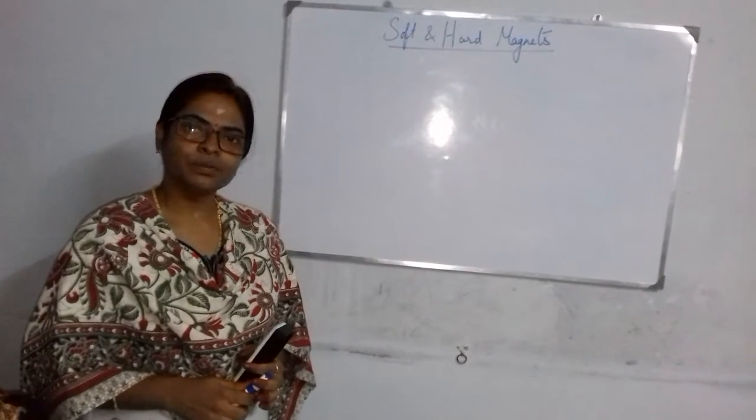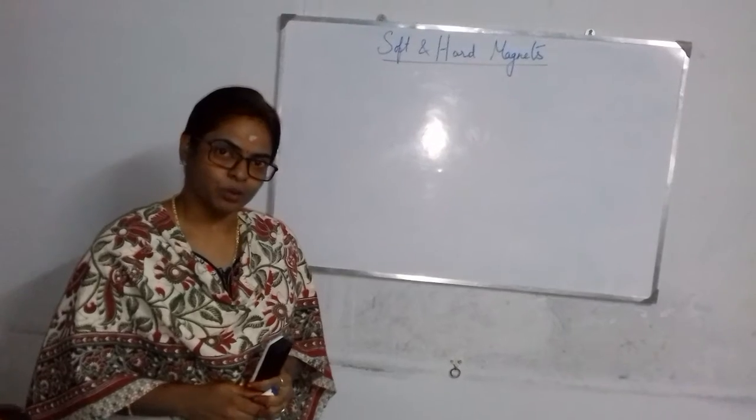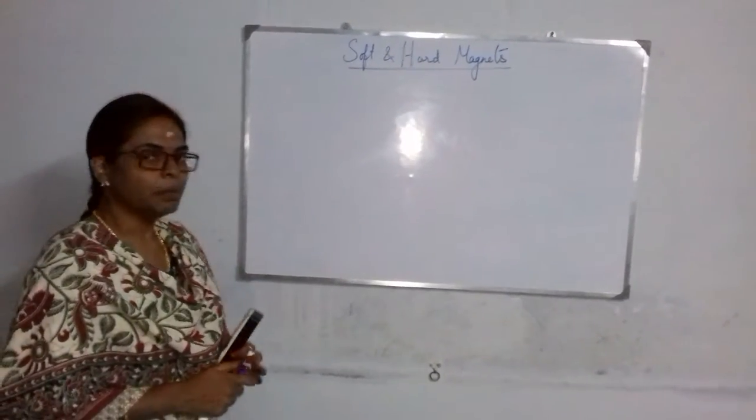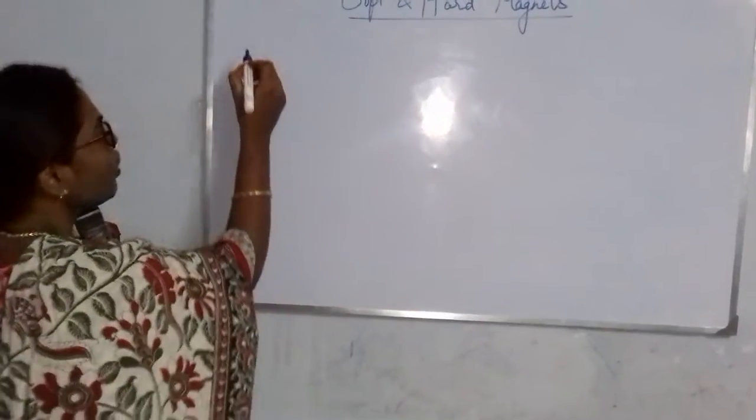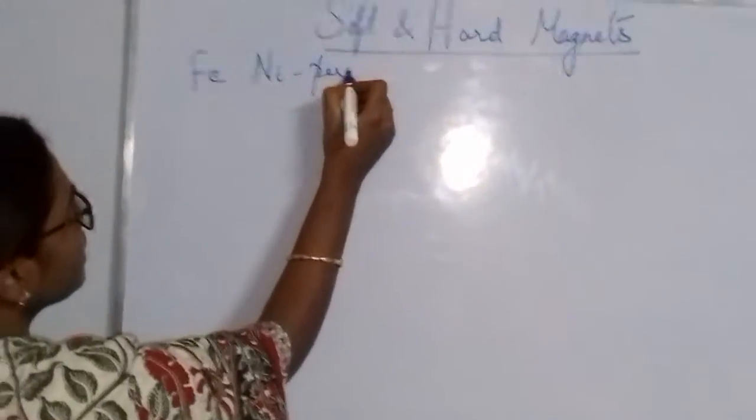Good morning. In this video, we will see soft and hard magnets. Now we know what is a hysteresis loop. Let us take a permalloy. Permalloy is an alloy of iron and nickel. So this is called permalloy.